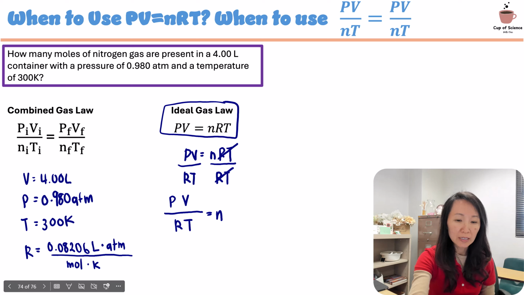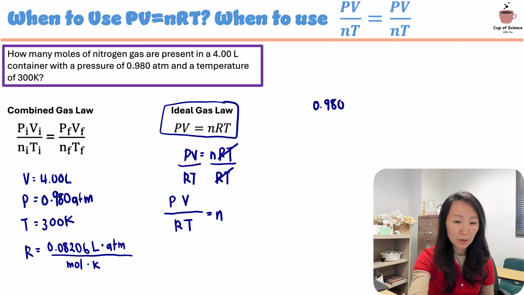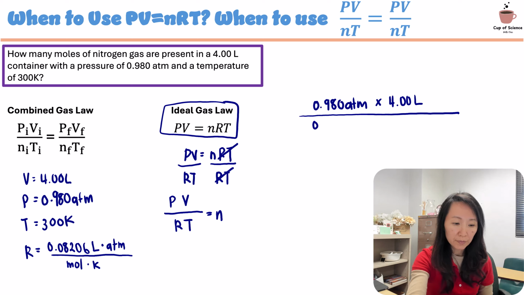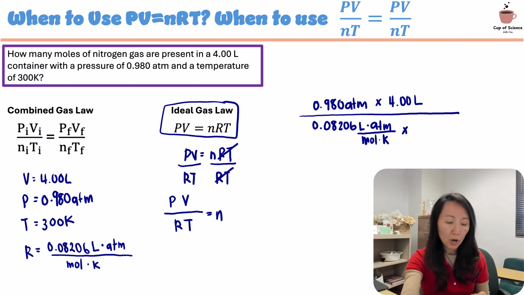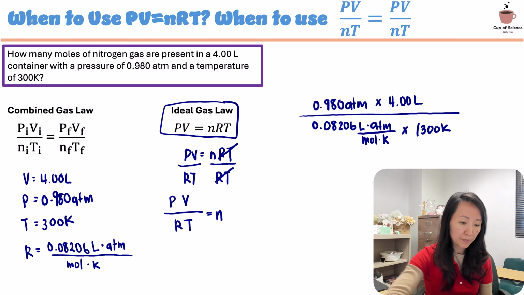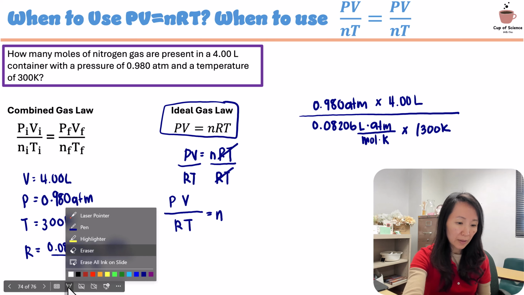So my pressure is 0.980 atm. Multiply that by the volume, which is 4.00 liters. And it's all over the R value, 0.08206 liter atm over mole K, and then we have that multiplied by the temperature, which is 300 K. Let me erase that one.